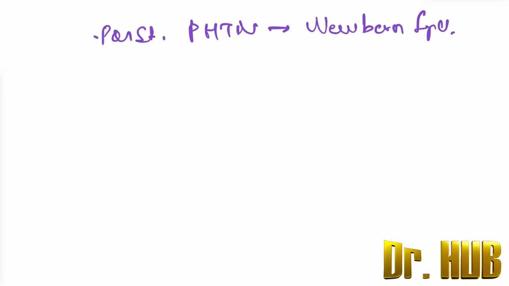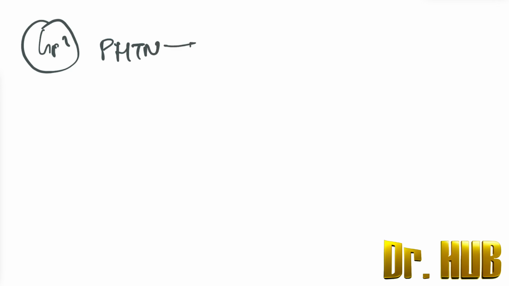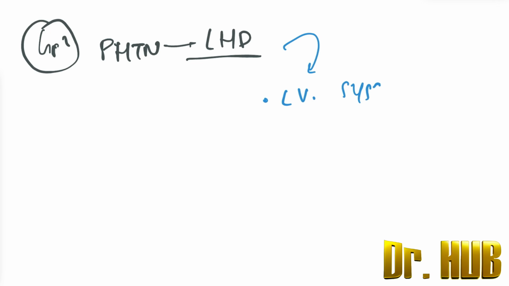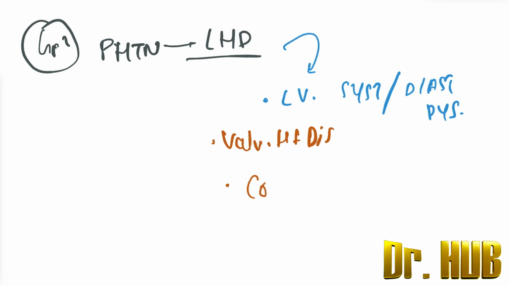Now let's move on to group 2. Here in group 2, it has pulmonary hypertension associated with left heart disease, which we are writing as LHD. The cause may be left ventricular systolic or diastolic dysfunction. Next, it can include valvular heart disease as well as congenital cardiomyopathies.